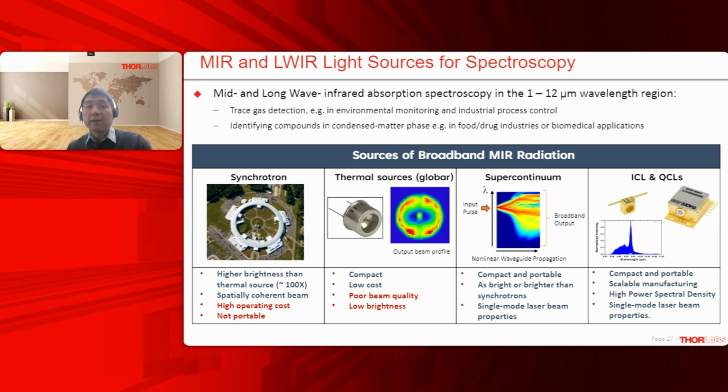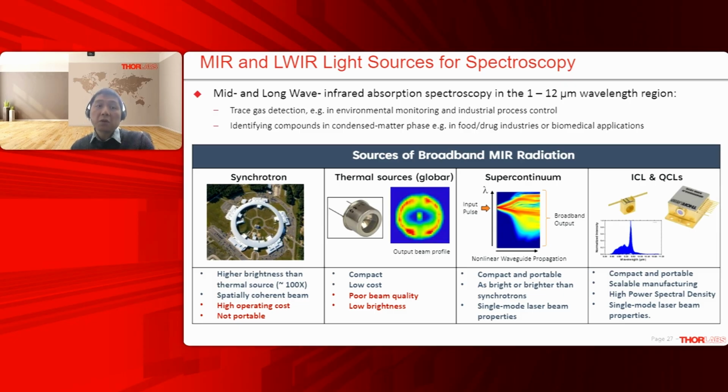On the other end, synchrotrons offer very high brightness, but they're huge. The light source is not portable and very costly. In the middle, supercontinuum light sources can bridge the gap. They provide a bright light source and excellent beam quality in a compact footprint.